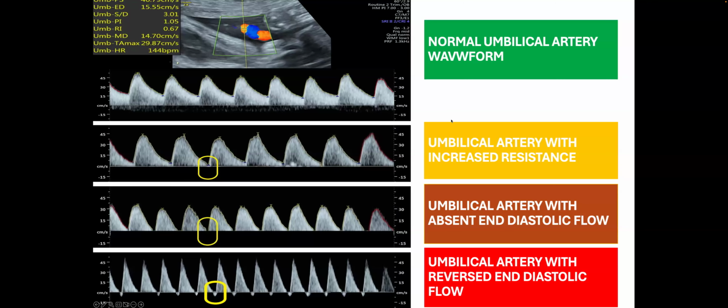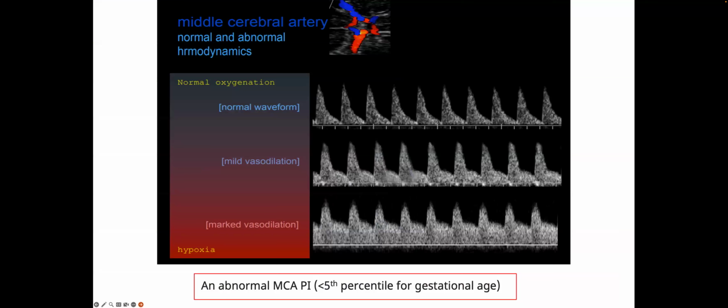So the normal umbilical arterial waveform is like that. When you see an artery with increased resistance, you will start seeing diastolic flows which are not coming down. Then umbilical artery with absent end diastolic flow, where the flow is completely absent during the diastolic phase, and umbilical artery with reverse flow, where during diastole there is some reversal of flow. So that is how it progresses.